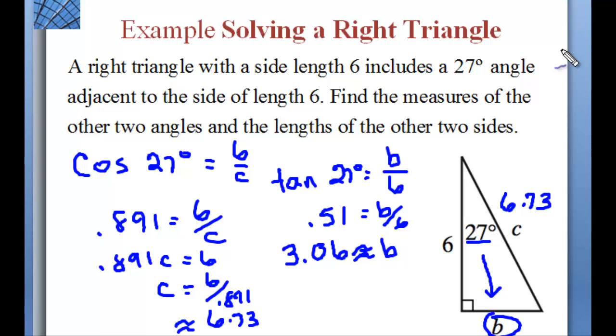When you're dealing with trigonometry, you want to keep the longer numbers in your calculator as long as possible. By rounding here, I'm actually getting a more inaccurate answer. So if you just put the tan of 27 degrees into the calculator and multiply it by 6, you'll get a much more accurate answer.